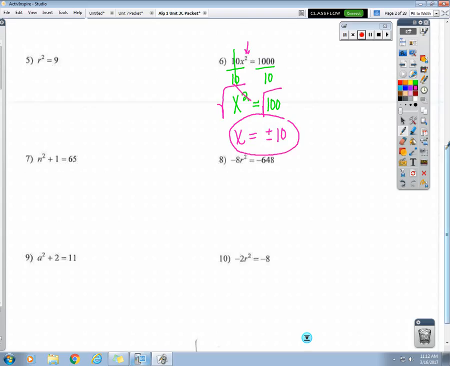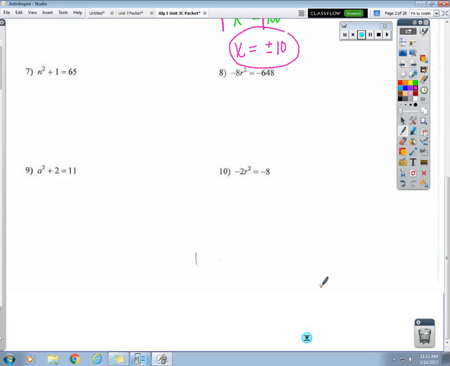Okay, now let's look at number 9. For number 9, what would we do first? Well, it's already plus 2, so the inverse operation of plus 2 would be minus 2 on both sides. So now I have a squared equals 9, and now to isolate the a, what do I do on both sides? Square root it. Those cancel each other out, leaving a by itself like we wanted, and the square root of 9 is 3, but plus or minus, because 3 squared is 9, but so is negative 3 squared. Because a negative times a negative is a positive.